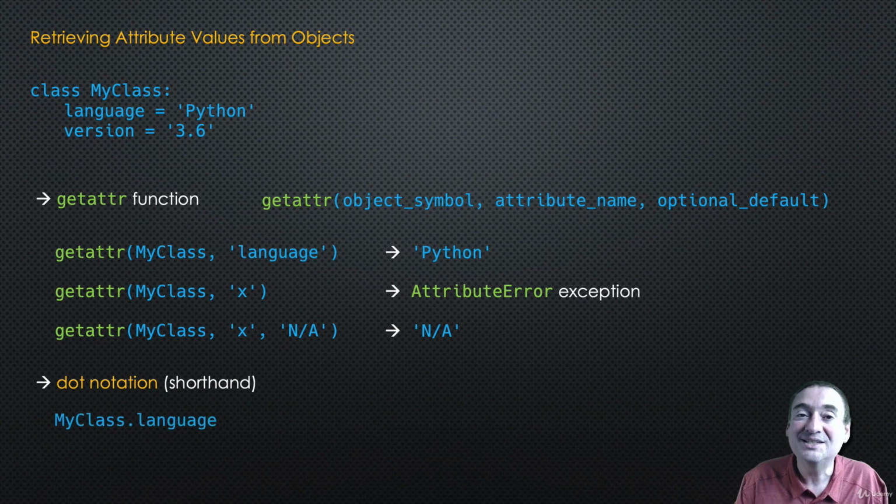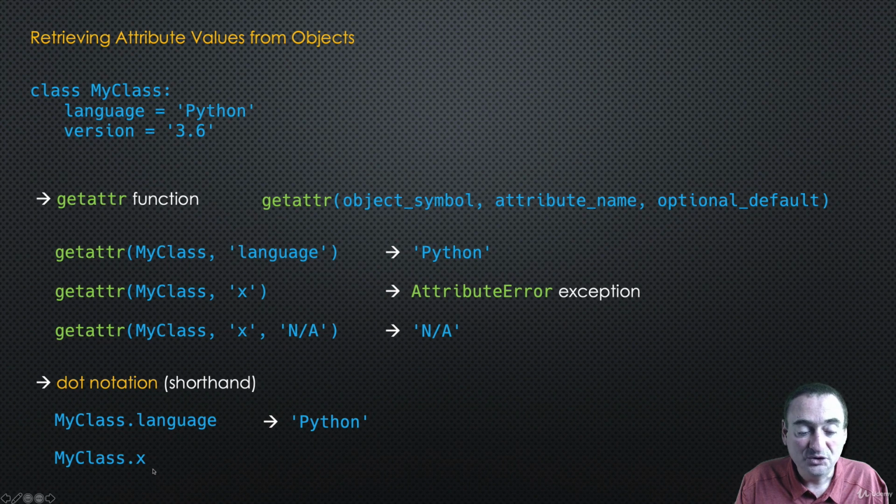Now, that's the getattr function, but there's actually a shorthand way of doing it, which I'm sure you've seen before, and that's the dot notation. So we can say myClass.language. This is equivalent to saying getattr(myClass, 'language'), except we don't have to put the string quotes around this attribute name language. And so we'll get the string Python back.